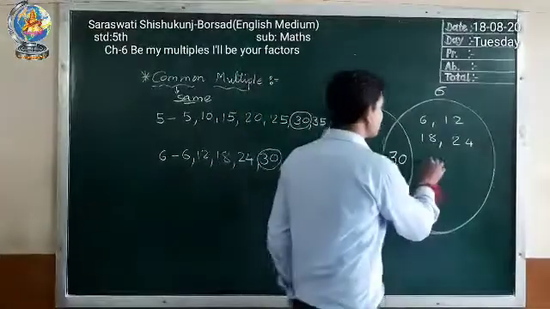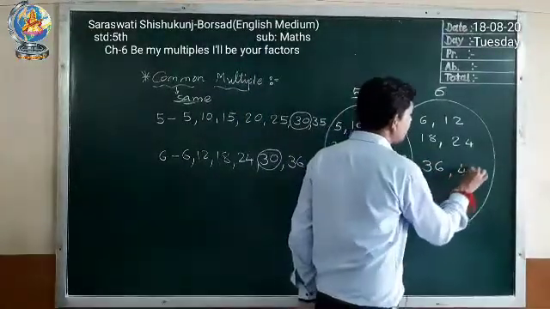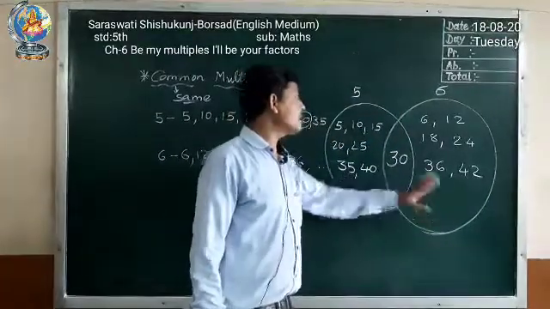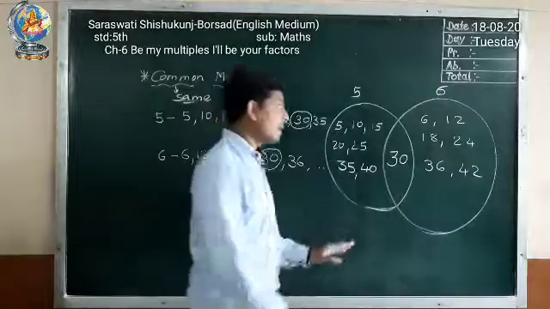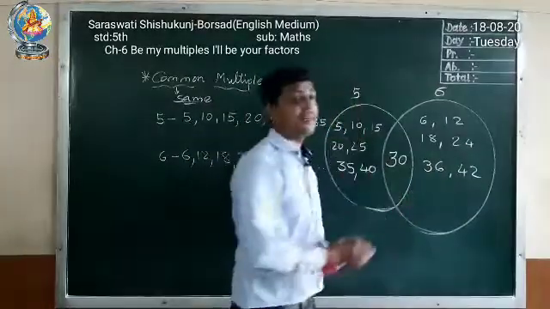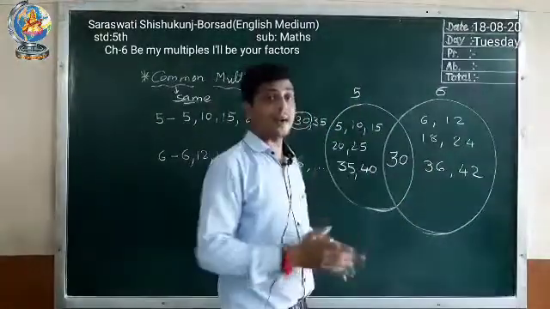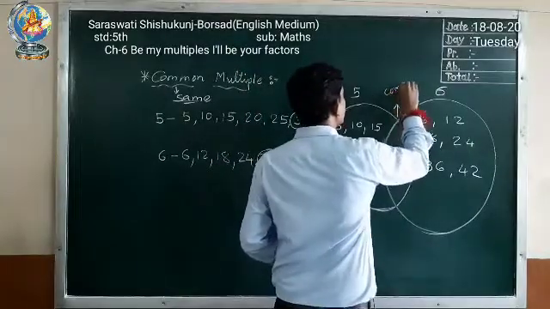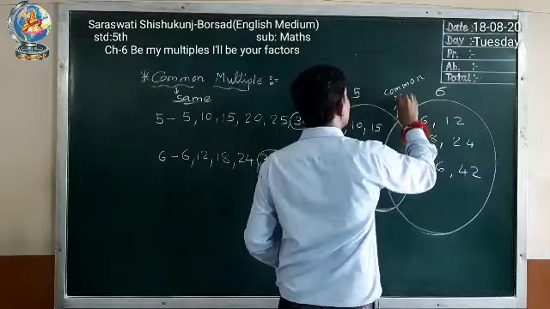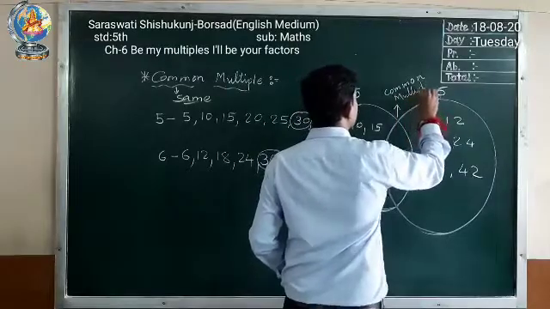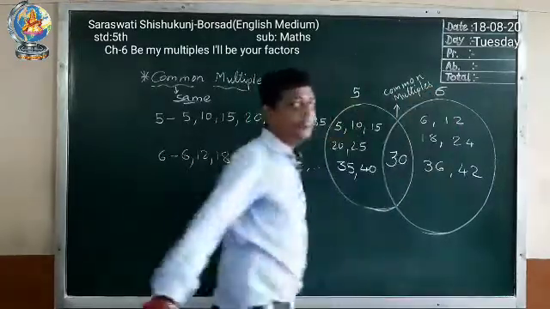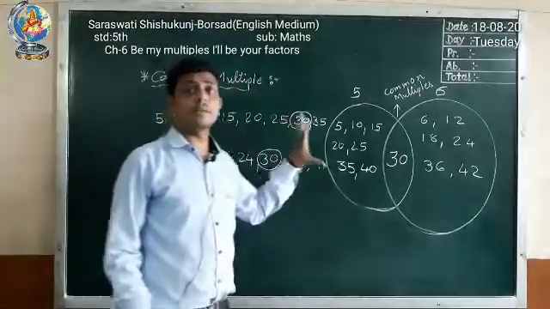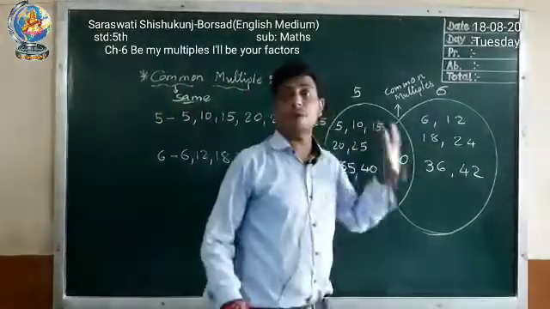Then 36, 42. So these are the multiples of 6 and these are the multiples of 5, and whichever is in between the two circles where the part is overlapping, that is called a common multiple. Hope you have understood up to this. What is a common multiple, and how to find common multiples.